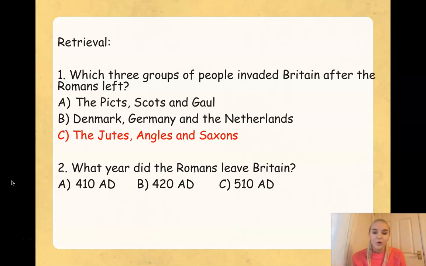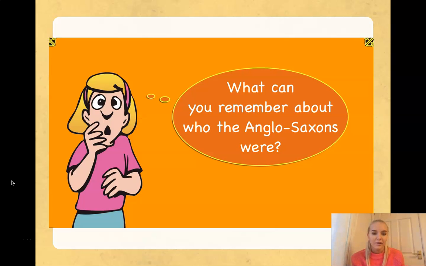Okay, number 2. What year did the Romans leave Britain? They left Britain in A, 410 AD. Well done. Okay, so let's have a quick refresh then from last lesson. Can you remember anything about who the Anglo-Saxons were or where they came from? Can you just pause the video and have a think, or if you've got someone next to you, have a chat with them, okay? Pause the video and off you go.